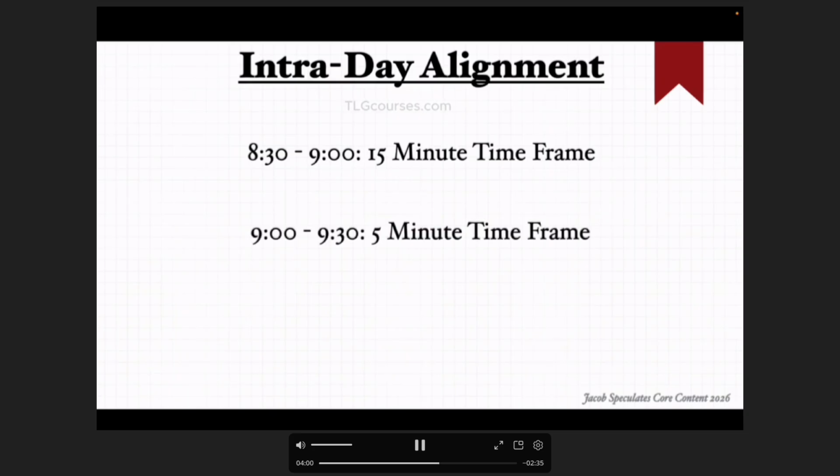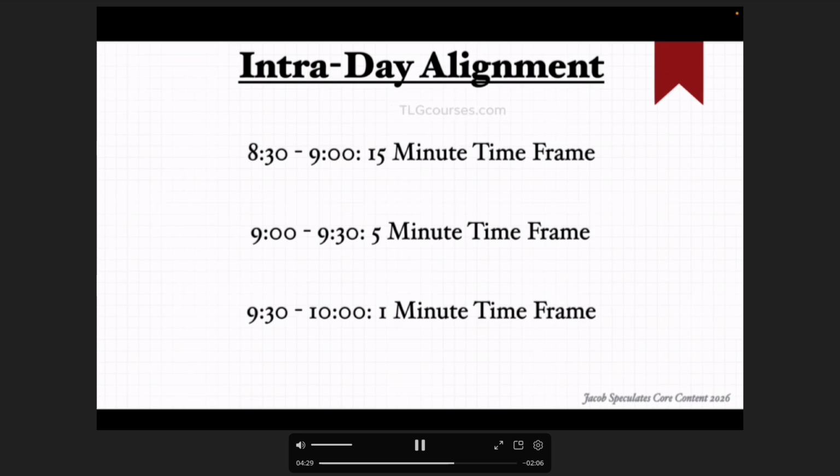From 9 o'clock to 9:30, that's when you're able to open up the 5-minute chart. Now, does that mean the 15-minute chart is completely unusable now? No. It just means that things that happen on the 5-minute time frame will become higher probability. And then from 9:30 to 10 o'clock, that is really the only time where the 1-minute time frame is of use, and the key signatures that we look for will form.